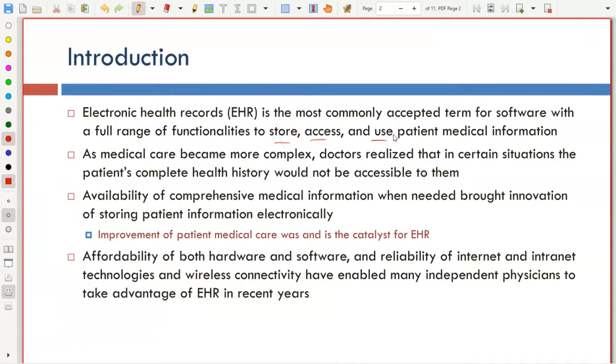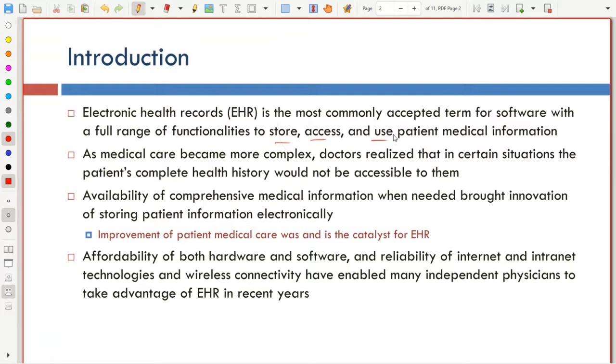So basically, instead of having the patient records in the form of hard copy, like films, like charts, like lab analysis reports, like previous prescriptions, whatever the patient had before, we're going to replace that with a software and a database that has all the information of the patient in an electronic form.